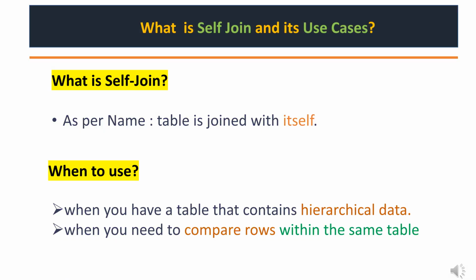So guys, when we say self-join, as per the name, it suggests the table is joined with itself. And when to use that? When you have a table that contains hierarchical data and when you need to compare rows within the same table. So these are a few use cases. Also, I'm going to show you the optimal solutions where we can use the self-join.